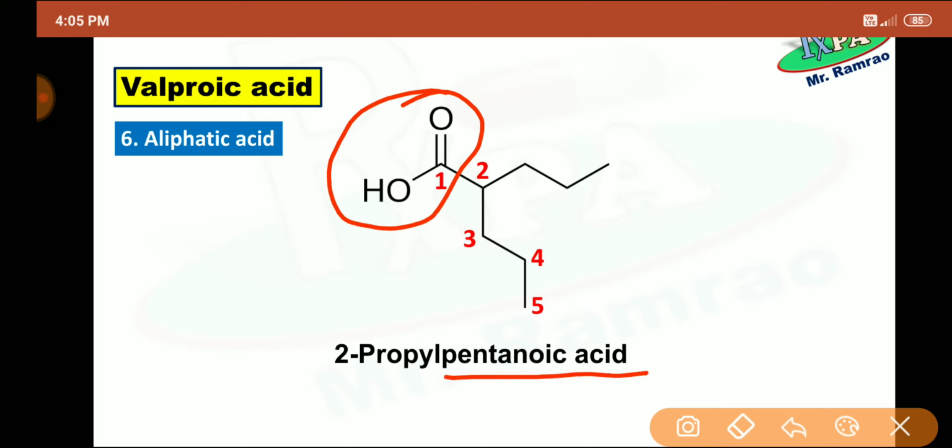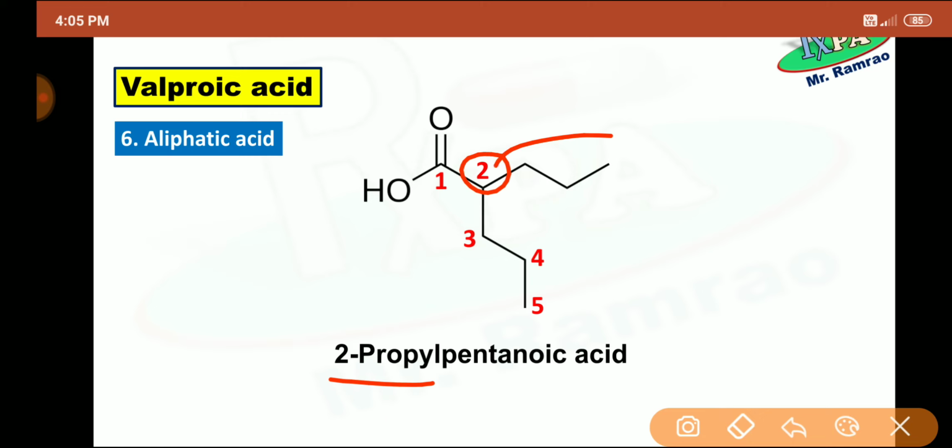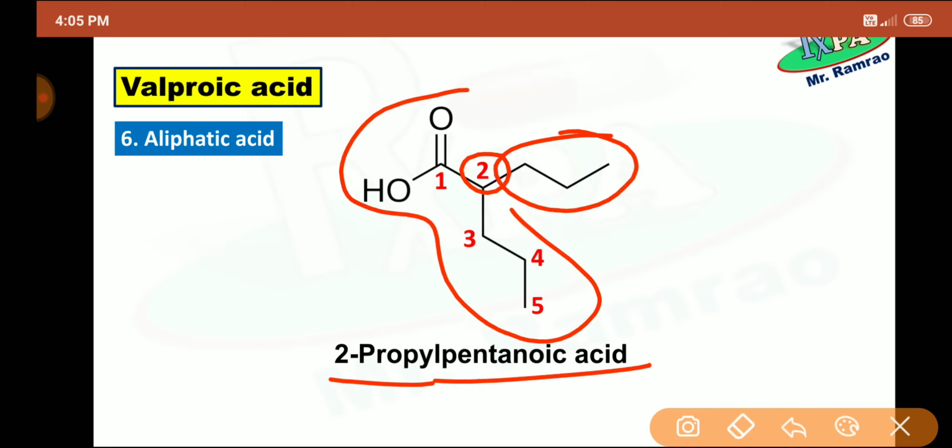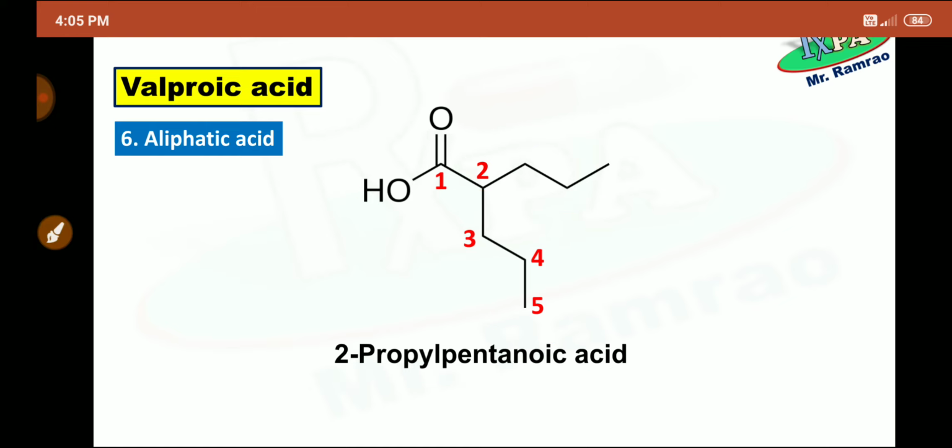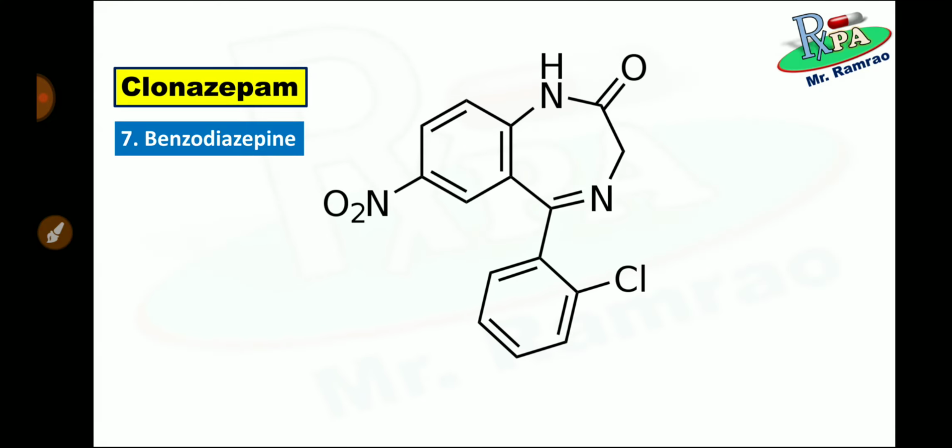And on the second position over here, this 3 carbon chain is present, that is 2-propyl. On the second position a propyl group is present, therefore 2-propyl, then pentanoic acid, a carboxylic acid with 5 carbons is known as pentanoic acid. This is also one of the important drugs used in the treatment of epilepsy, valproic acid.